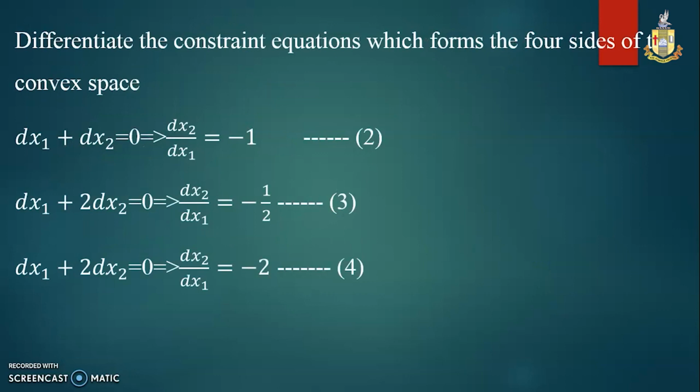Differentiate the constraint equations which form the sides of the convex space. If you differentiate the first equation, then we get dx1 plus dx2 equal to 0. That implies dx2 by dx1 equal to minus 1. And if we differentiate the second equation, we get dx1 plus 2 dx2 equal to 0. That implies dx2 by dx1 is equal to minus 1 by 2. And if we differentiate the third equation, we get 2 dx1 plus dx2 equal to 0. That gives dx2 by dx1 is equal to minus 2.